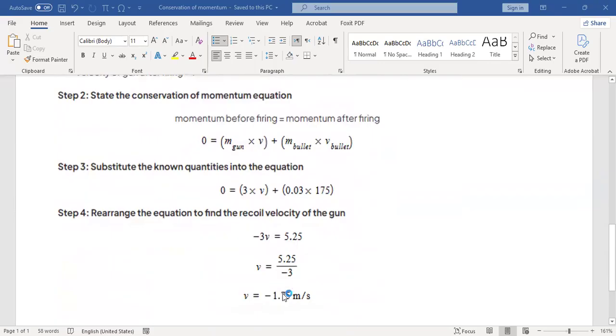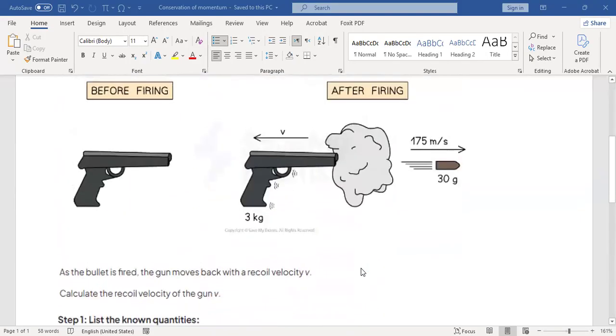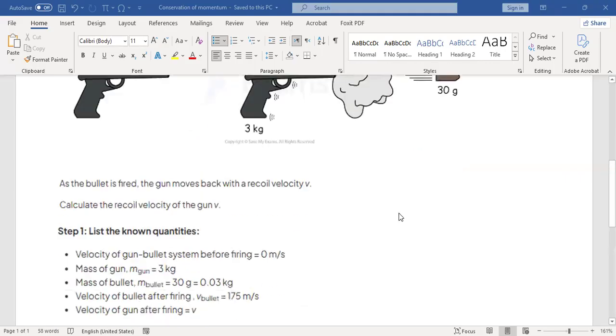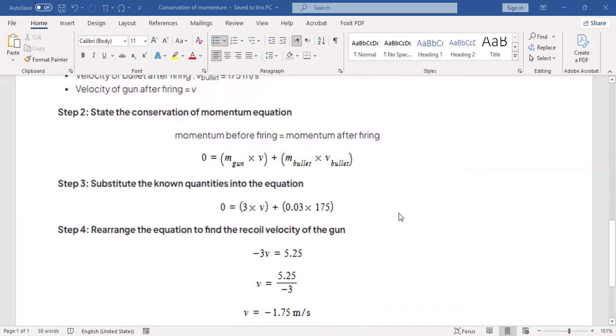Now, the negative sign is again a proof of our correct physics thinking. Negative sign means if the bullet has a positive velocity in the right direction, the negative sign proves that the gun is moving in the left direction, because velocity is a vector quantity, and the negative sign will be proof of some motion in the opposite direction. So that proves our point.